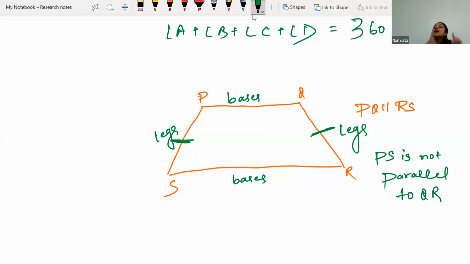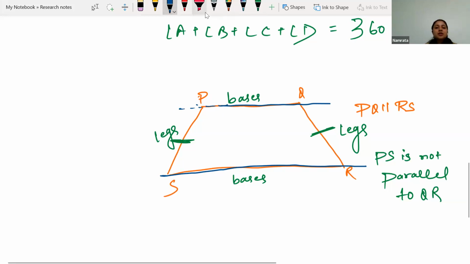Now you have already learned the concepts of interior angles on the same side, alternate interior angles, about two parallel lines and a transversal. So if I am saying here there is a pair of parallel lines, that this PQ is parallel to SR, then you can see this PS works as a transversal over here. Let me mark it.